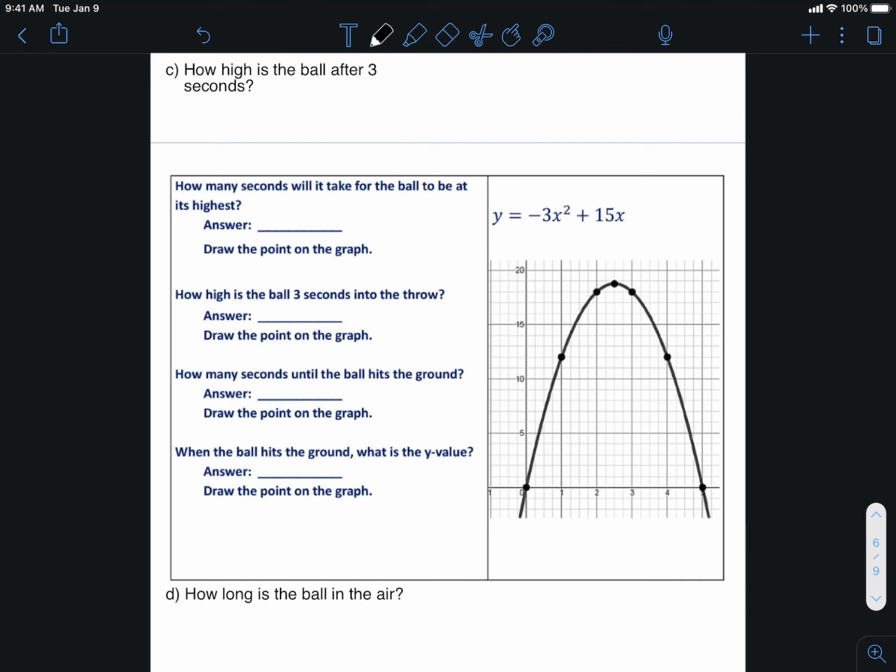Here, I'll use a different color. I'll use a highlighter. Ball gets kicked. It goes up, up, up, up, up, starts slowing down. Oh, reaches its maximum height. How long did that take? Looks like 2.5 seconds it took.